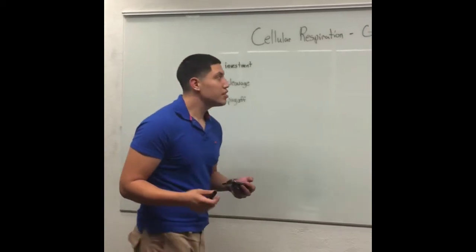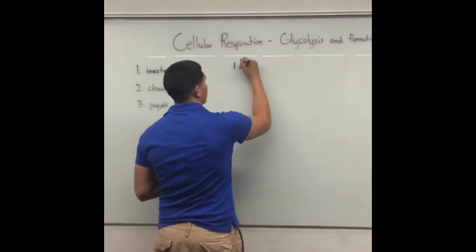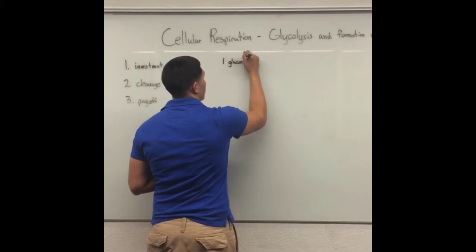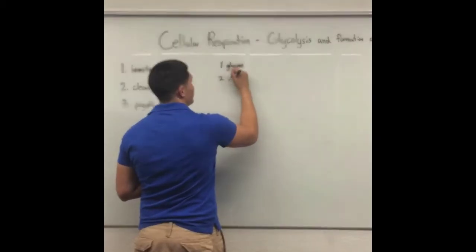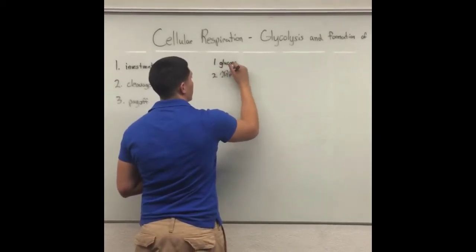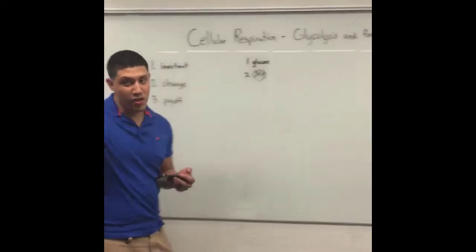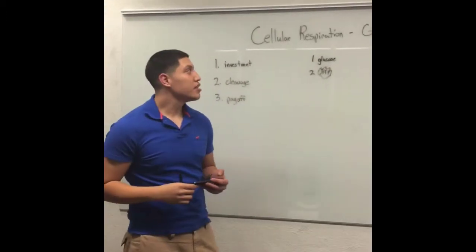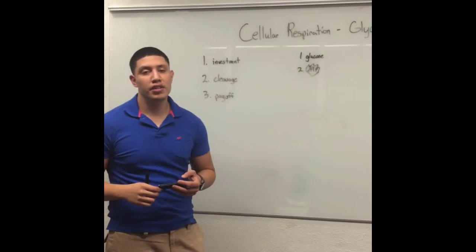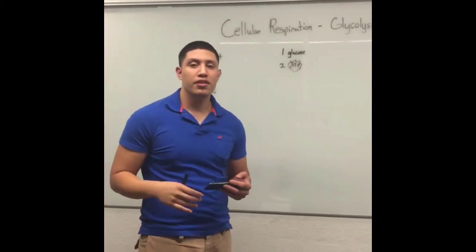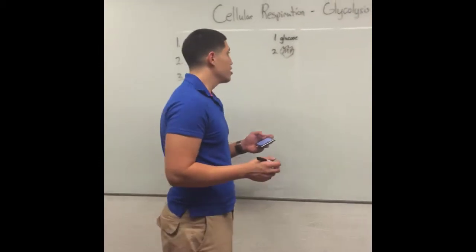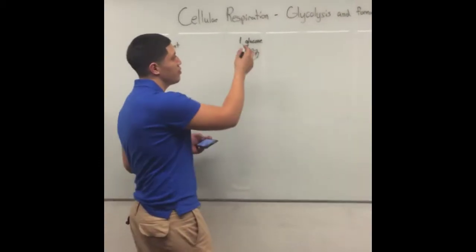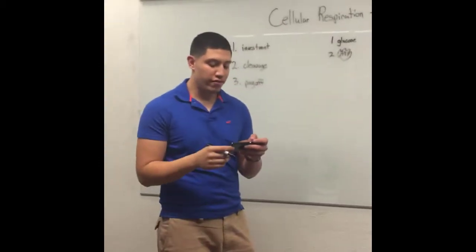So through the first stage, we're going to take one glucose molecule and we're going to invest 2 ATP molecules. We're investing 2 ATP molecules because glycolysis is an anaerobic process, therefore it does not use oxygen. ATP is going to act as our activation energy. So basically through this whole process, we just want to break down glucose even further.